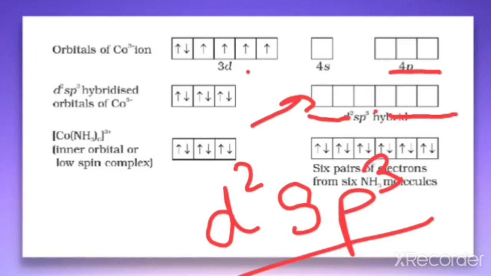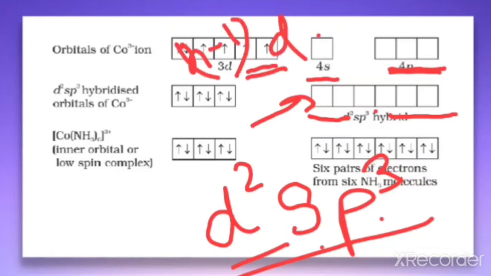This is shown here: the 2 orbitals of d, 1 orbital of s, and 3 p orbitals undergo hybridization. Therefore it is called d2sp3. Now why are we writing d2 here? Because inner d orbitals are involved. This is the (n-1) d orbital, this is the ns orbital, and this is the np orbital. So (n-1) d means the inner d orbital is involved in the hybridization. Therefore the hybridization is d2sp3.